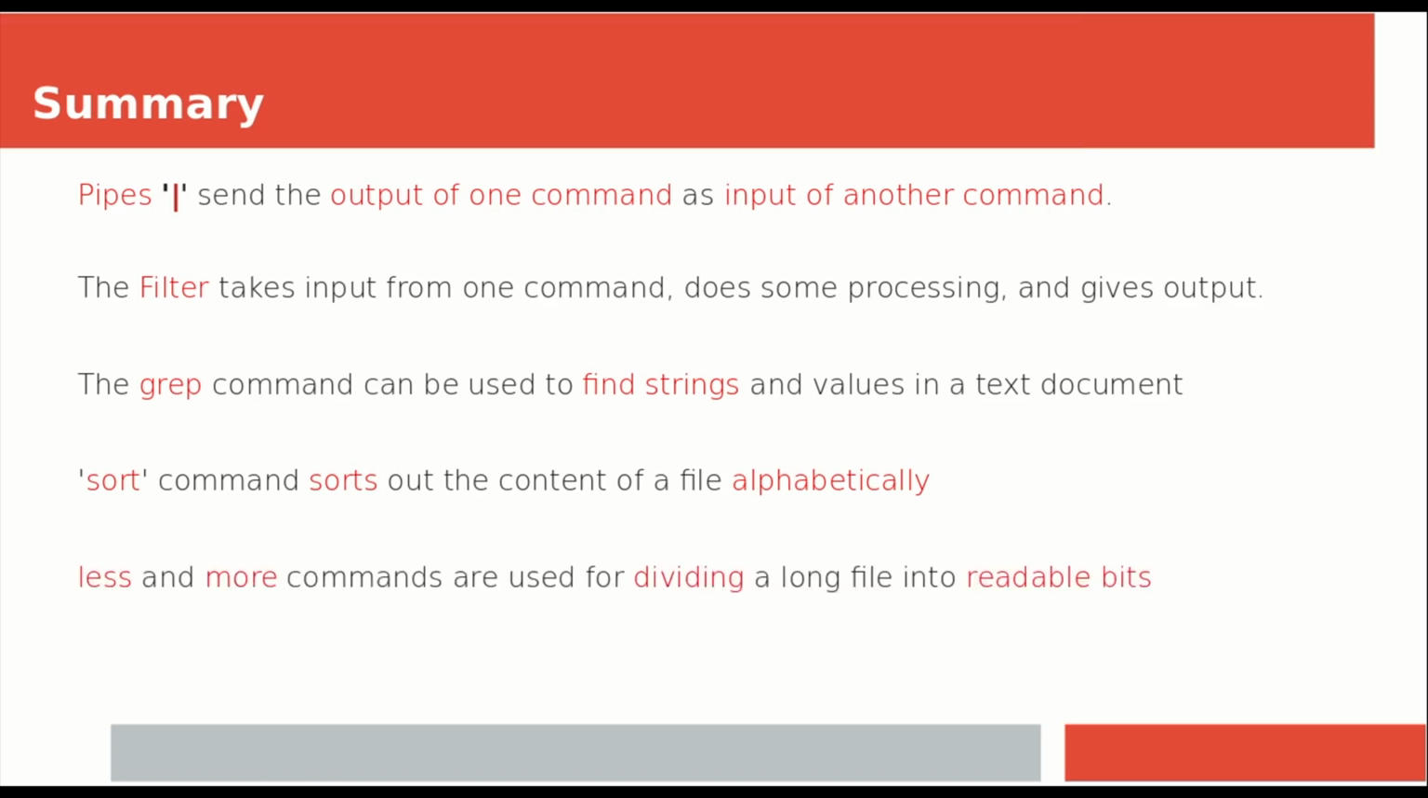We also got to know about two commands, less and more, which are used for dividing a long file into readable bits. And last but not least, we used redirection, and we got to know that redirection should be used only at the end of the pipe. If we use redirection anywhere in between, before the pipeline ends, the output will get redirected to some other data stream and will not be passed down the pipeline. So the output you are expecting at the end of the pipeline will be totally different, or in fact it will be a no-output scenario.